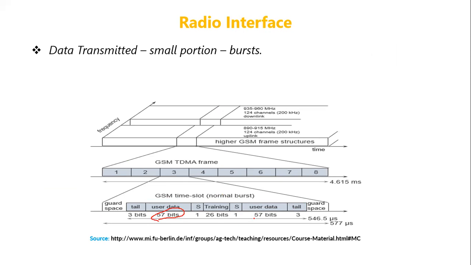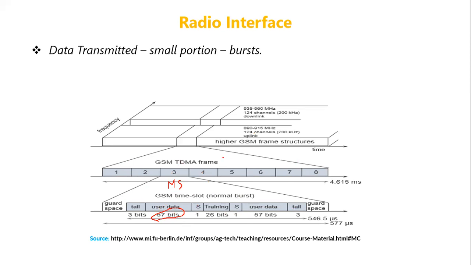It is totally 114 bits, and this 114 bits is repeated for every 4.615 millisecond. Because this entire duration is one slot. In one slot, the data transmission is 114 bits, for one user or one mobile station. Similarly, another slot will be used by another mobile station.